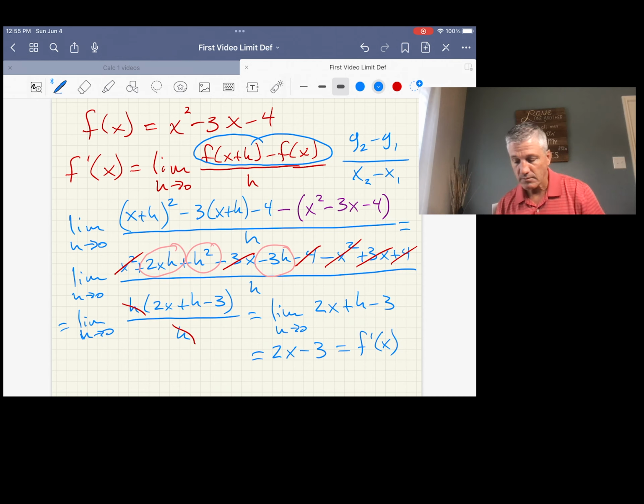Now, important to note what we said earlier. Sure enough, the derivative function of this quadratic is a linear function, okay? And so that's something that we want to pay attention to.